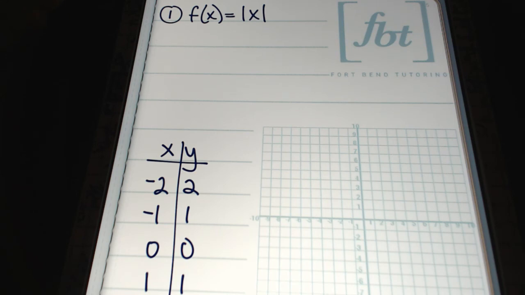That's right. Lewis is letting us know that the graph of this function will be a V.